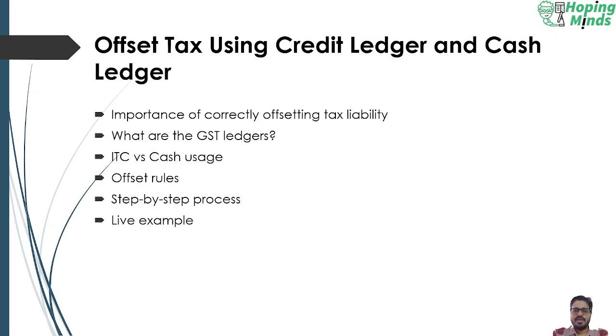So let us proceed with today's session. Today we are going to see the importance of correctly offsetting the tax liability. Then what are the GST ledgers, that is cash ledger and credit ledger. Then we will see for what purposes input tax credit ledgers can be used and for what purposes cash ledgers can be specifically used. Then what are the offsetting rules. Also we will see the step-by-step process of setting off the output tax liability and we'll have a live example to understand the entire scenario of offsetting the output liability against cash ledger and credit ledger.